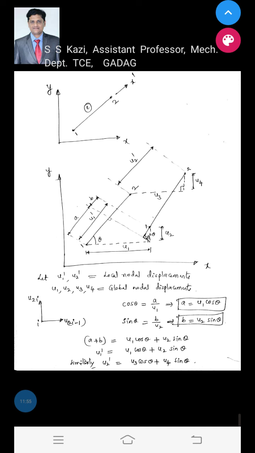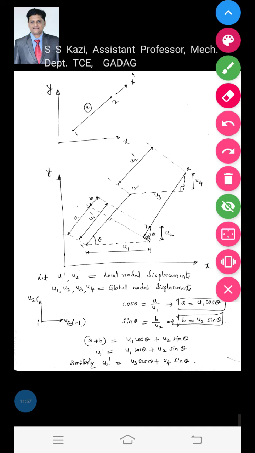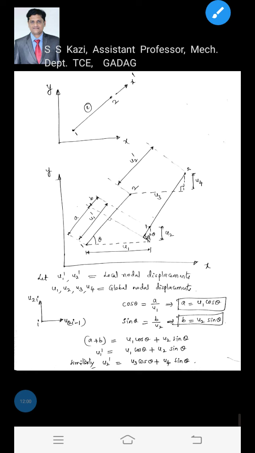Now we will find what A and B are. How will we find A and B? First I will consider this right angled triangle. Let us say this is the angle of inclination of this bar with the horizontal, with the ground, that is theta. Now if you consider this right angled triangle, then cos theta is equal to adjacent, A, divided by hypotenuse, u1. u1 is the hypotenuse, therefore A will become u1 cos theta.